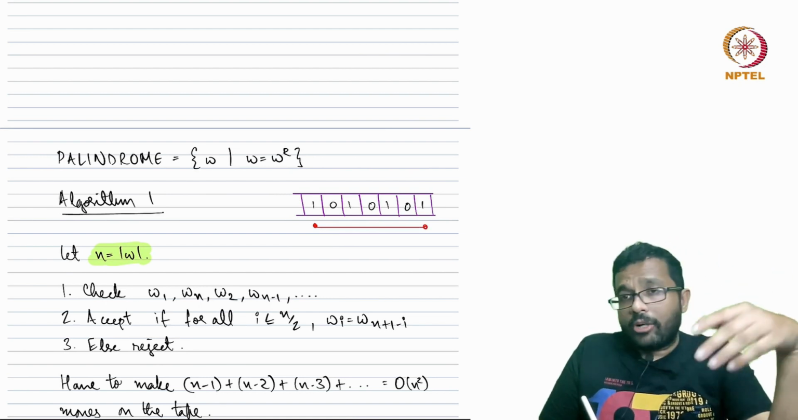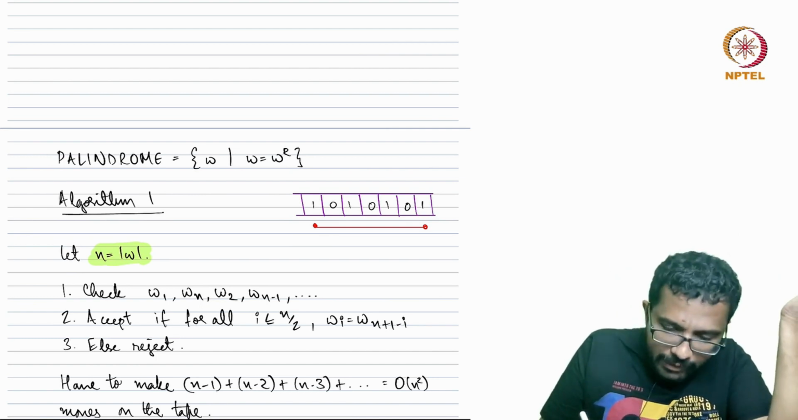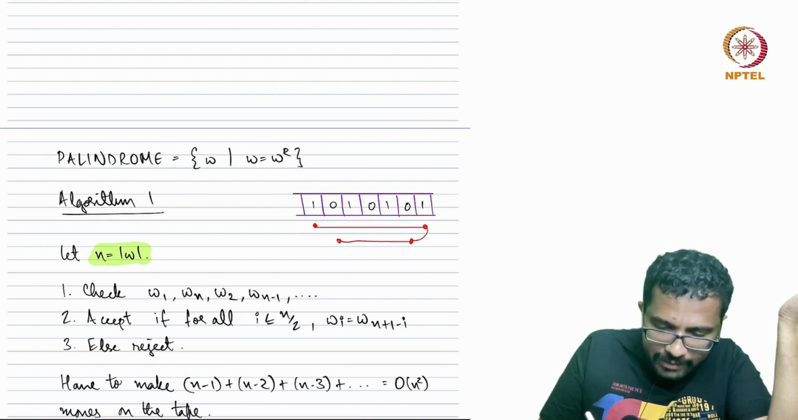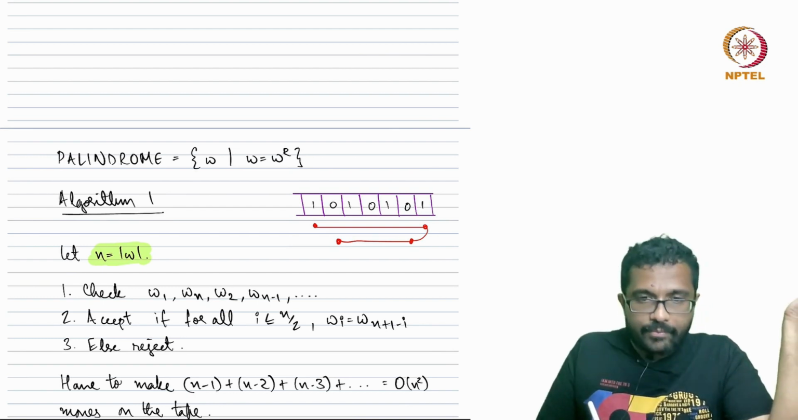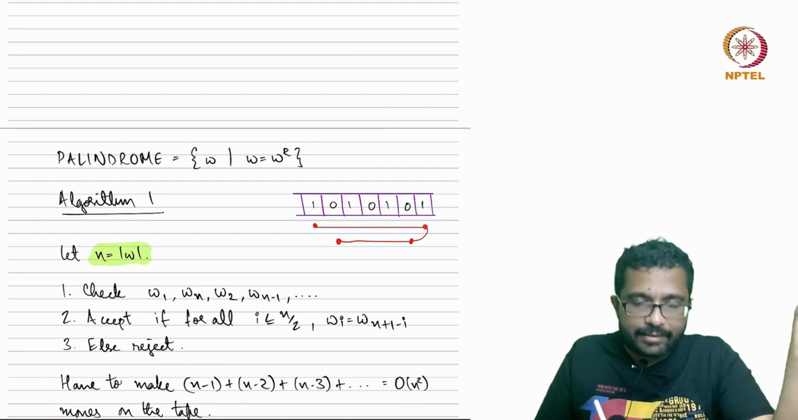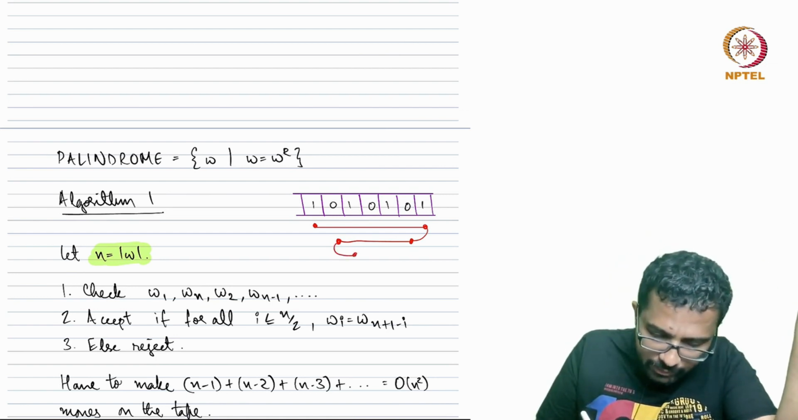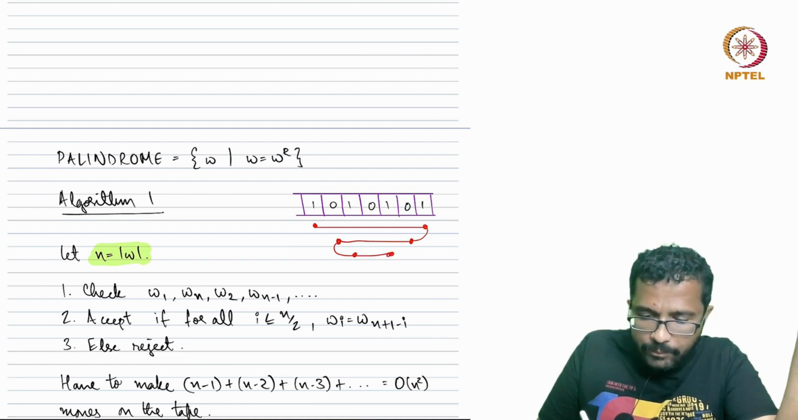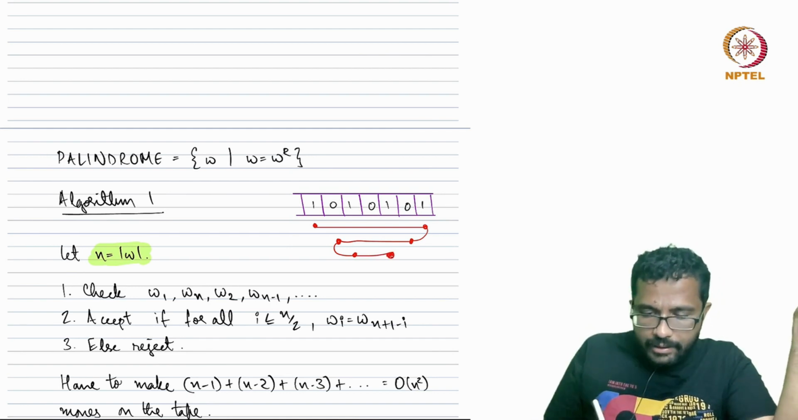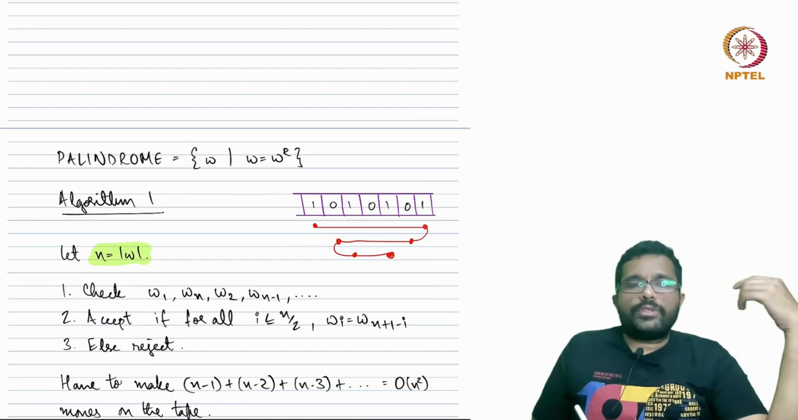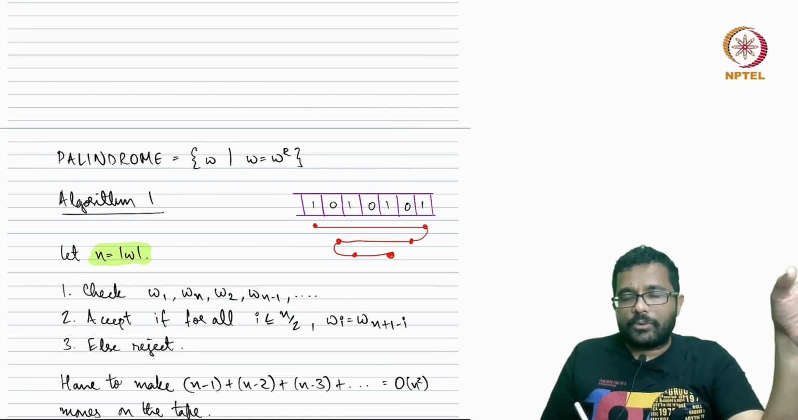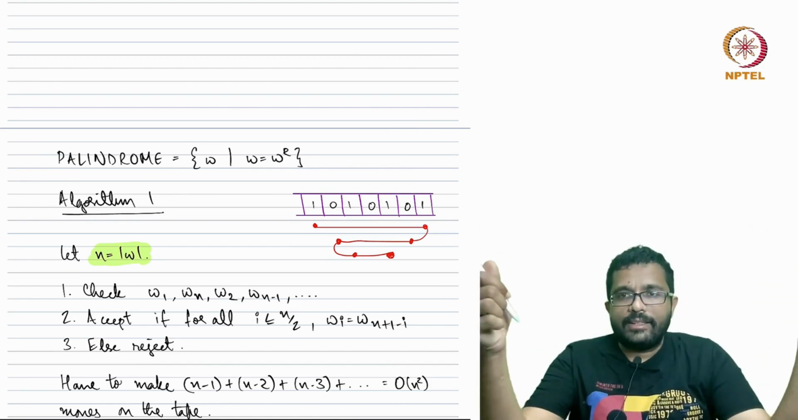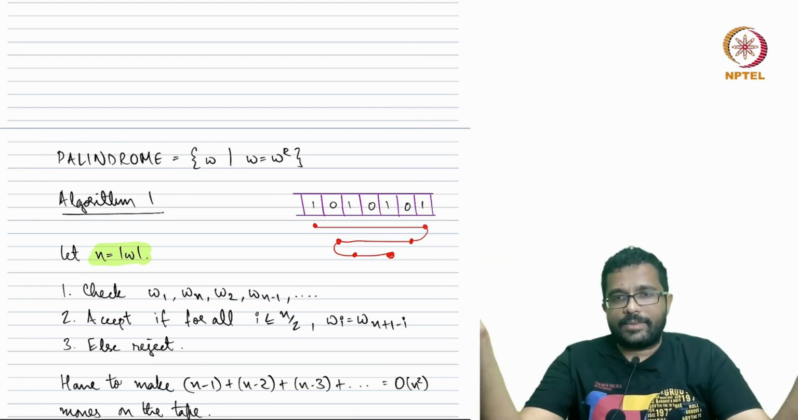If they are not the same, you can immediately reject. If they are the same, you look at the second last symbol and then come to the second symbol from the left and check whether they are the same. If they are, you continue; if not, you reject. Then you check the third symbol and the third last symbol, and you keep doing this. If at any point there is a mismatch, you reject. Otherwise you come to the end and accept.